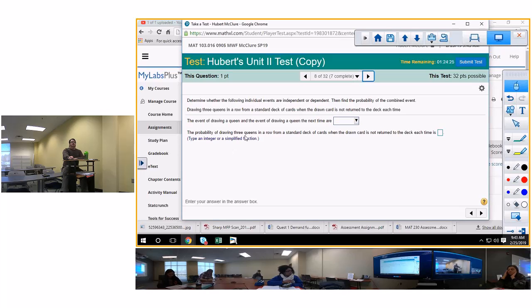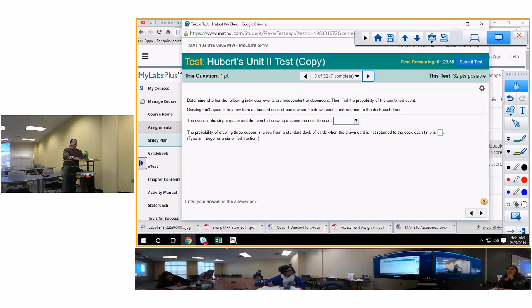Determine whether the following individual events are independent or dependent. What is independent? They will stand on their own. No, that you replace the one you pick. If you pick a card, what do you do with the card? Put it back in the deck. It does with replacement. Write down independent with replacement. Without replacement, it's dependent. Then find the probability of the event.